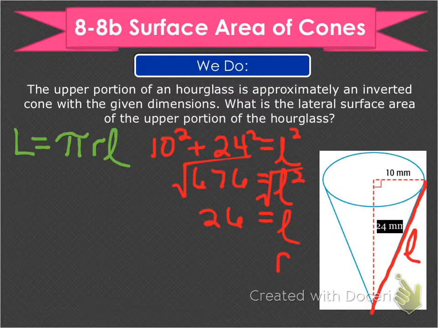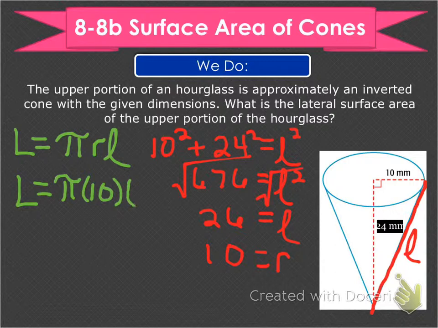And I've been given my radius, which is 10. So now I have everything I need to find this lateral area. The lateral area is pi times my radius, which is 10, times my slant height, which is 26. Put all that together in your calculator and you will end up with 816.8 millimeters squared.